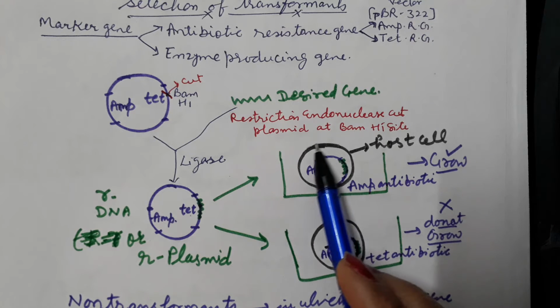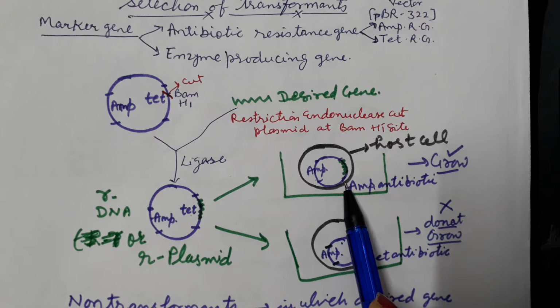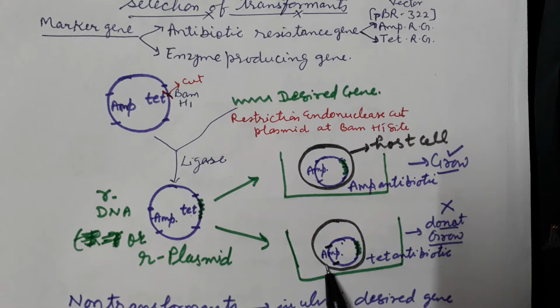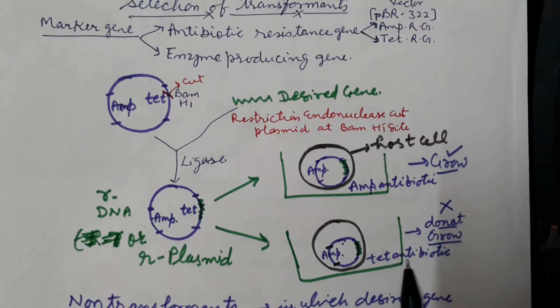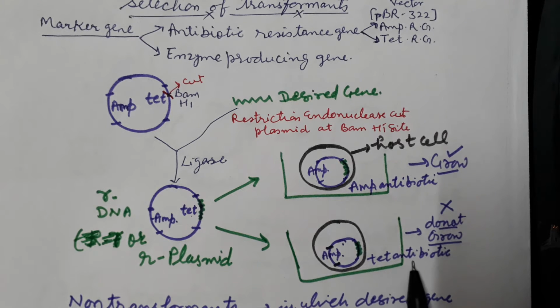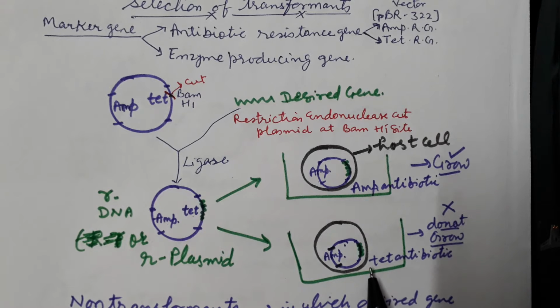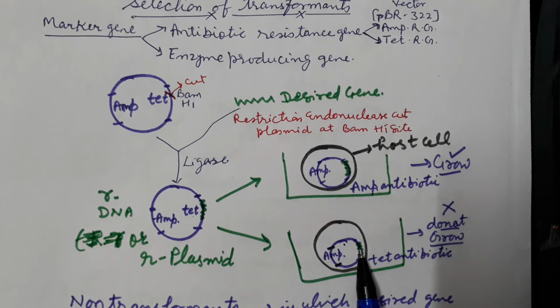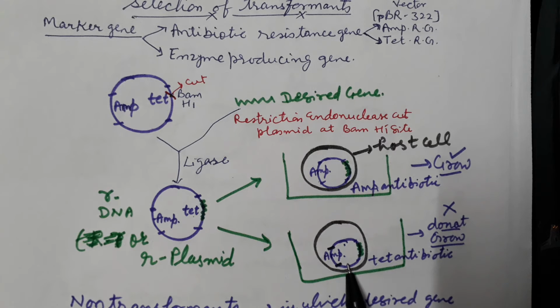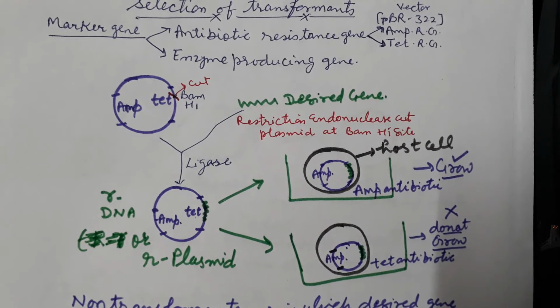Now we transfer this transformant cell into the next culture medium where tetracycline antibiotic is present. This transformant does not grow in this culture medium because the desired gene is inserted at the tetracycline resistance gene. So the tetracycline resistance gene becomes inactive, and this transformant does not survive in the presence of tetracycline antibiotic.